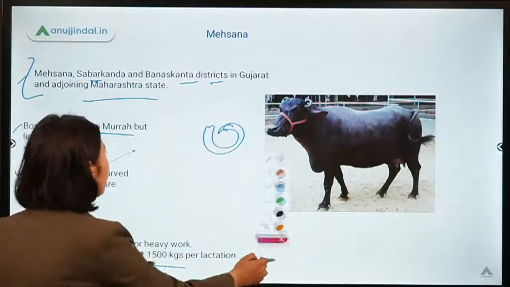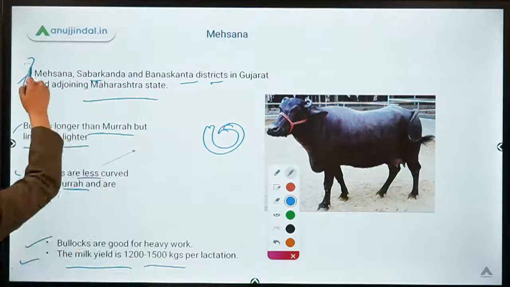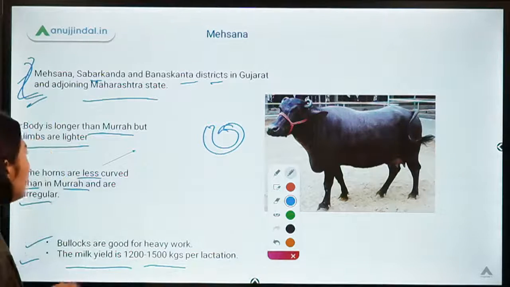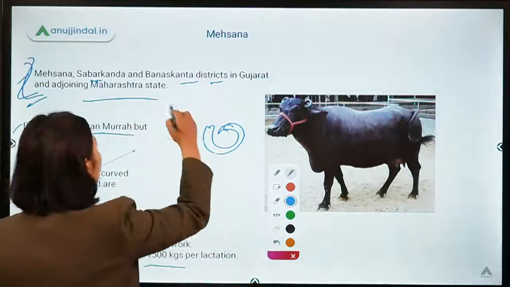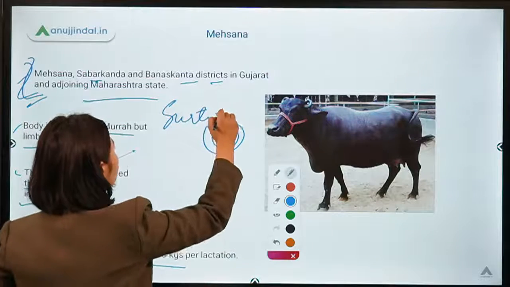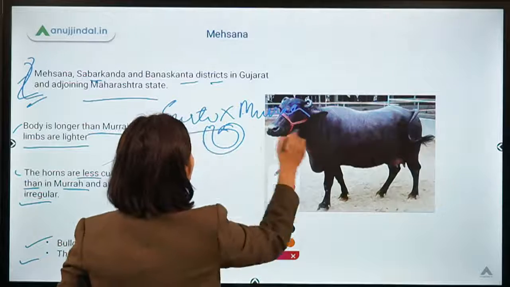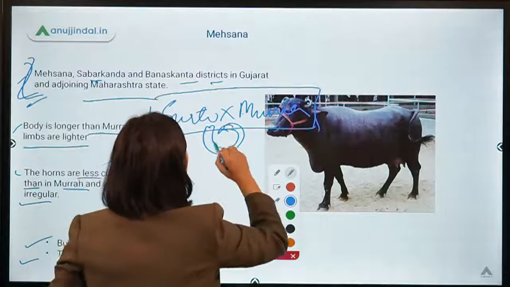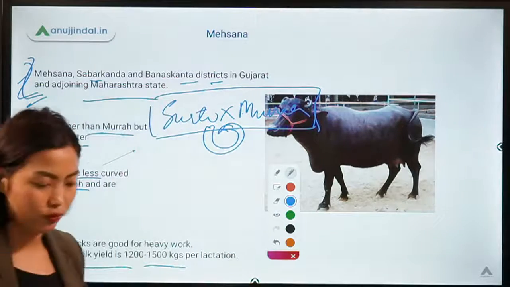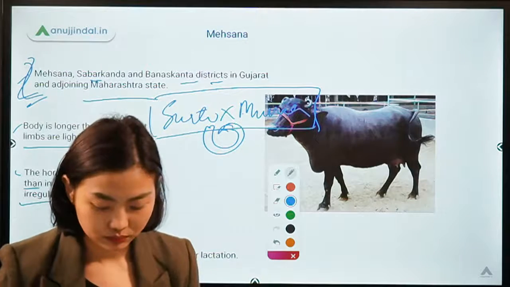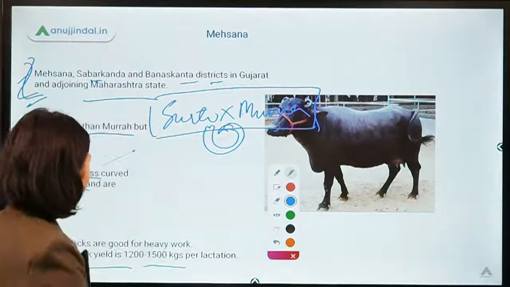For this breed, I think it's just important to know where it's found, and also the breeding of Surti with Murrah. The parentage of this breed is what is important for this particular breed.